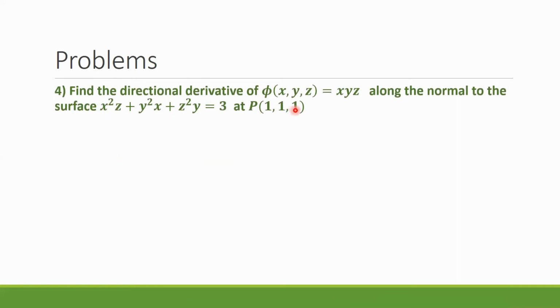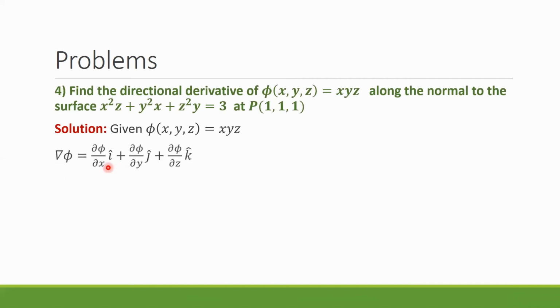Find the directional derivative of phi equal to xyz along the normal to the surface x square z plus y square x plus z square y equal to 3 at P equal to (1, 1, 1). Given phi is equal to xyz, let us find del phi, that is grad phi, dou phi by dou x into i plus dou phi by dou y into j plus dou phi by dou z into k.